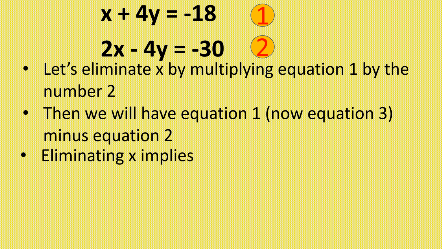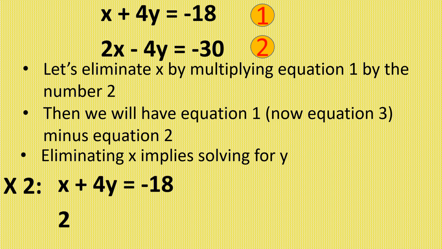We'll eliminate x, and our elimination of x implies solving for y. Like we earlier agreed, we'll multiply equation 1 by 2. Why are we doing that? So that the coefficient of x becomes 2, similar to that of equation 2. We are multiplying equation 1 only by 2.